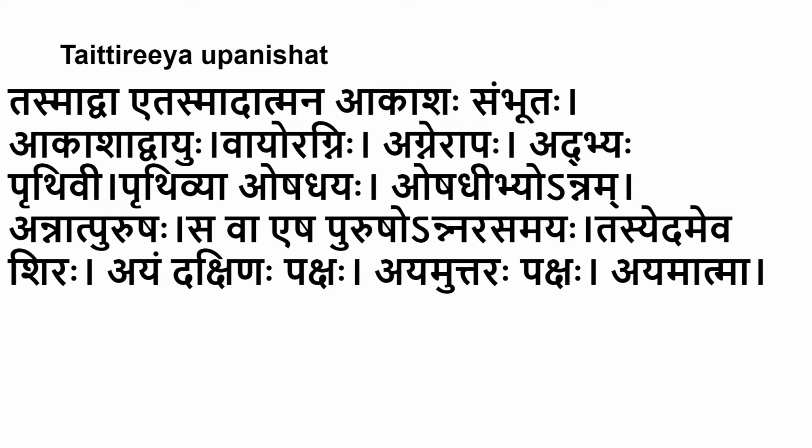Then akasha vayu, agnihi agnehe aapah, adhya prithvi prithivyaha oshadhyah oshadibhyo annam, annat purushah, sa eva purusho annarasamayah, tasya idam shariram ayam dakshinapakshah ayam uttarapakshah ayam atma. Now, the concept of development, according to Taittireeya Upanishad, is that initially what started was Akasha. There was space, and then it resulted in a consolidation in the form of Vayu, and Vayu, Agni, Agneha, Aapah. So initially it was the inanimate world. Then came Prithivi and Oshadhayaha. The plants were formed, which is where the life started.